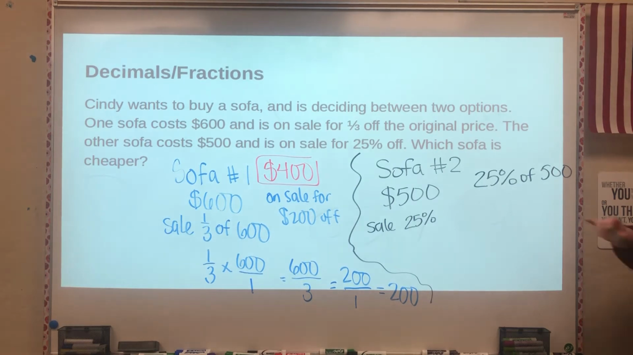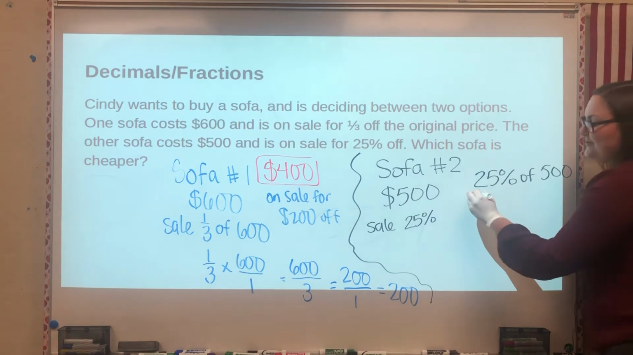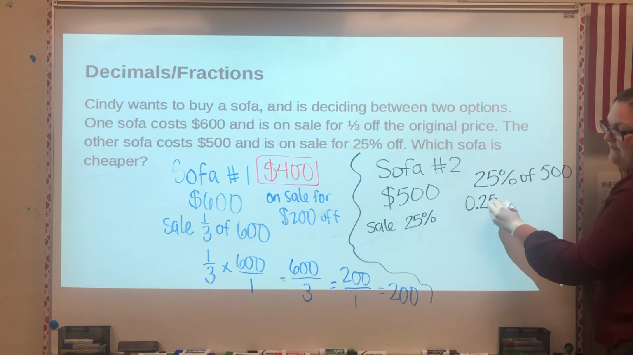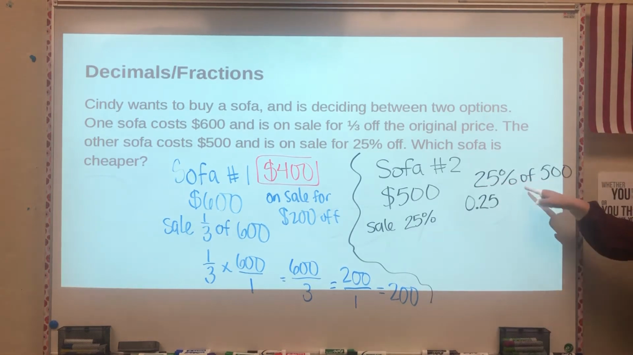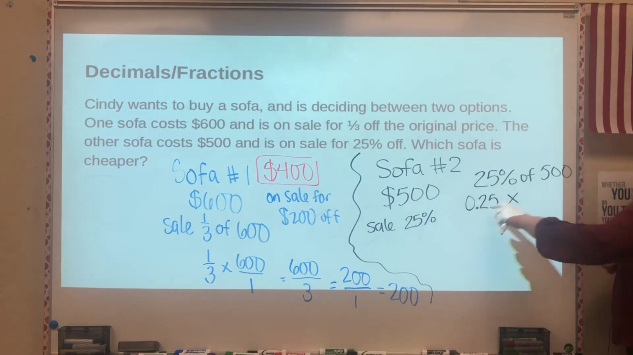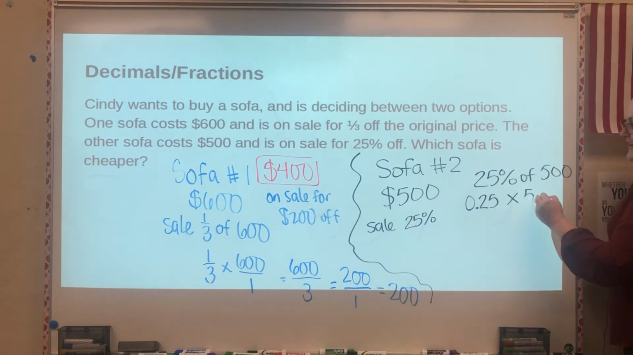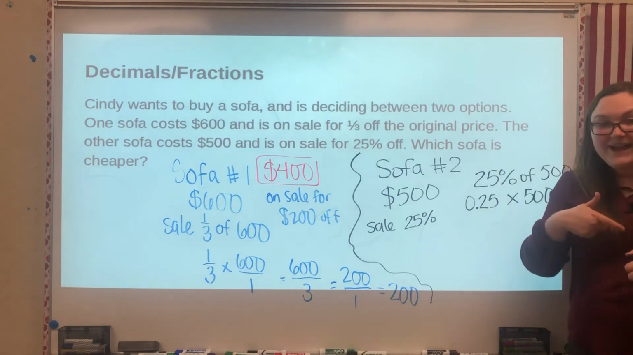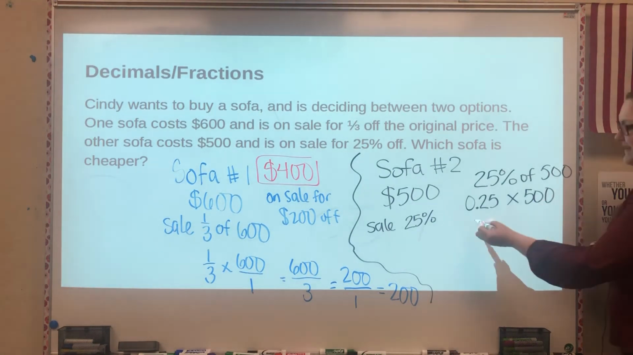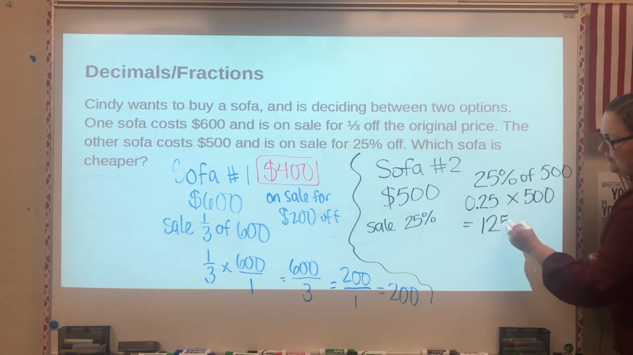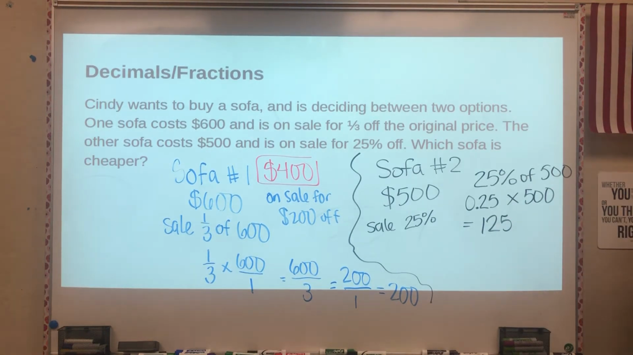In order to do that, we want to change our 25% to a decimal. In order to do that, you just write 0, point, and then whatever the percent is. So 25. And then just like over there, a percentage of a number is the same thing as multiplication. So I want to do 0.25 times 500. If you did not do that earlier, go ahead and do it now. But when you multiply that out, that's going to end up giving you 125.